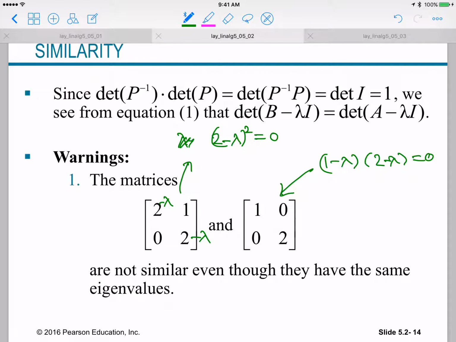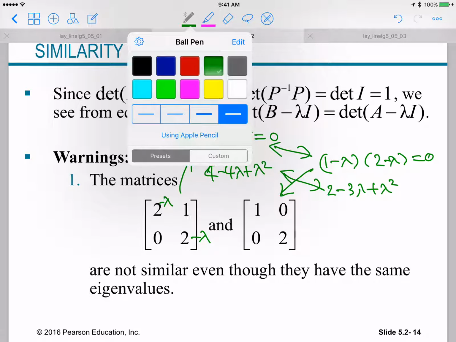So in these two cases, the characteristic polynomial itself is different. For the second one it is 2 minus 3 lambda plus lambda squared. These two equations are certainly different, and so they are not similar matrices. But what about these? What about these?